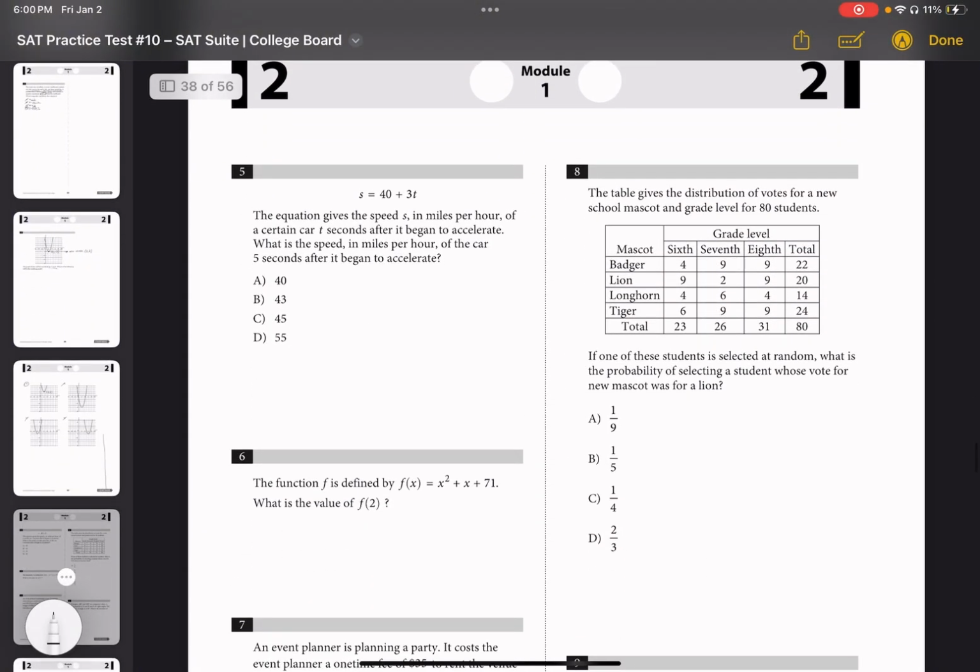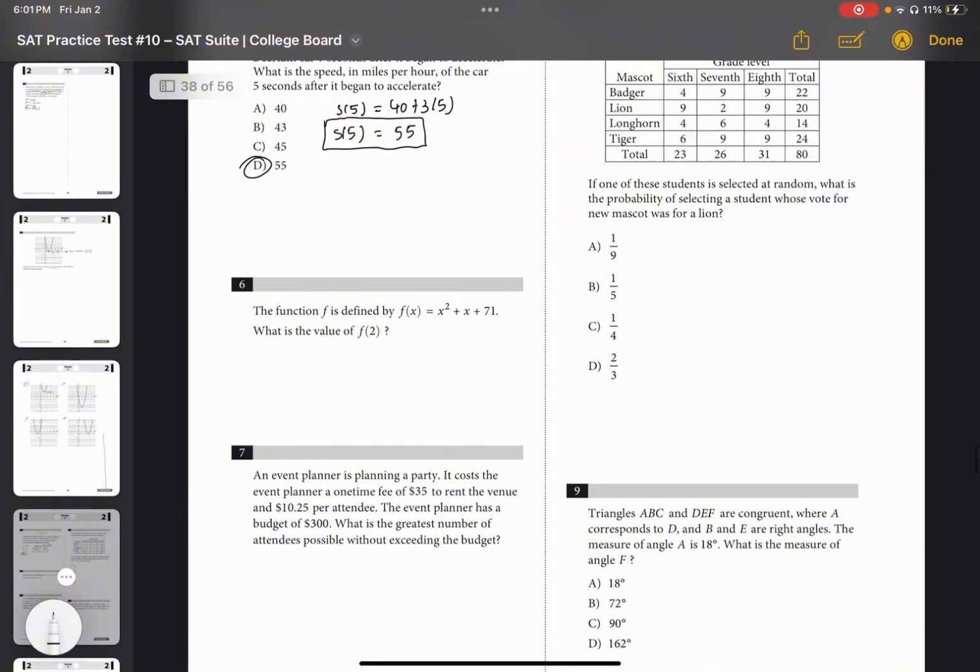Next problem, 5. The equation gives the speed s in miles per hour of a certain car t seconds after it began to accelerate. What is the speed in miles per hour of the car 5 seconds after it began to accelerate? Well, s of 5 would be 40 plus 3 times 5, and s of 5 would be 40 plus 15, which is 55. So the speed of the car 5 seconds after it accelerates is 55 miles per hour.